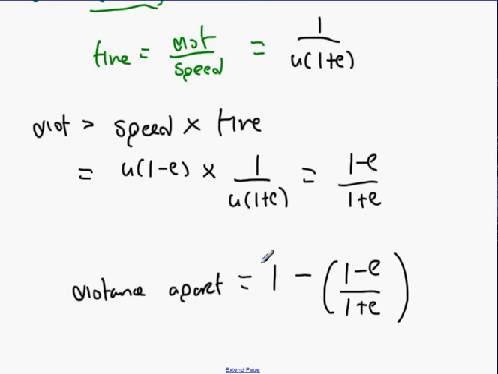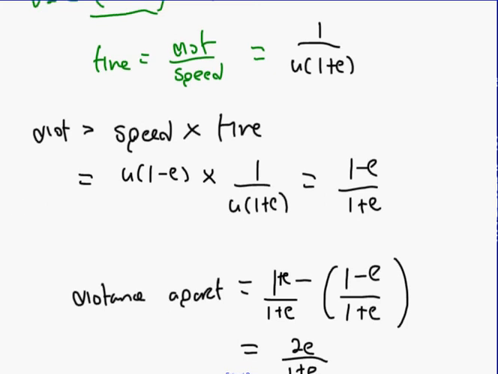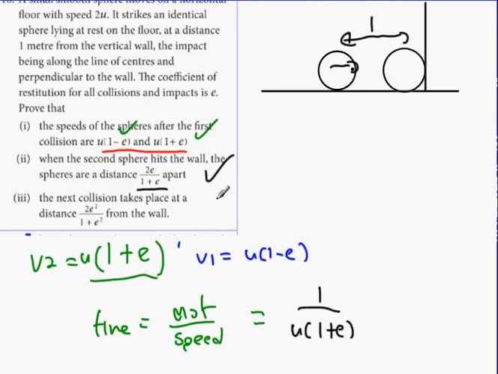We're going to get them in the same denominator. So the number 1 is going to change into 1 plus e over 1 plus e. And then you take them away from each other. The 1's will cancel and we get 2e over 1 plus e. Everybody happy enough with that? That's the distance between them, just as the second one hits the wall. Okay? So that's that one done.